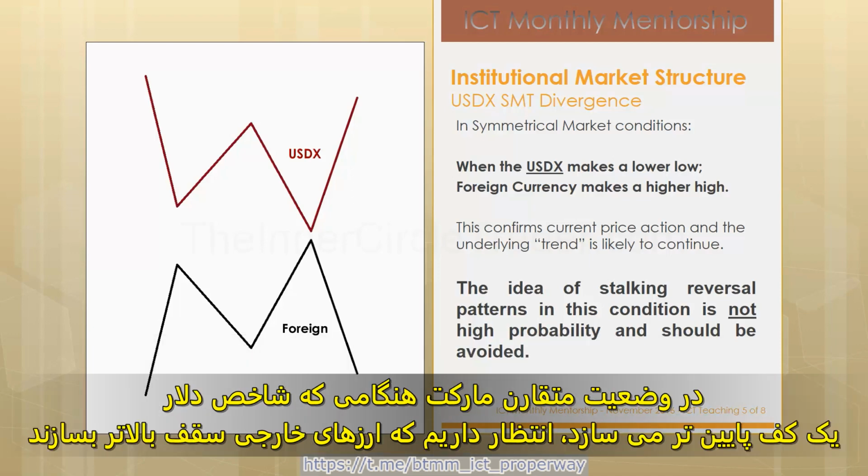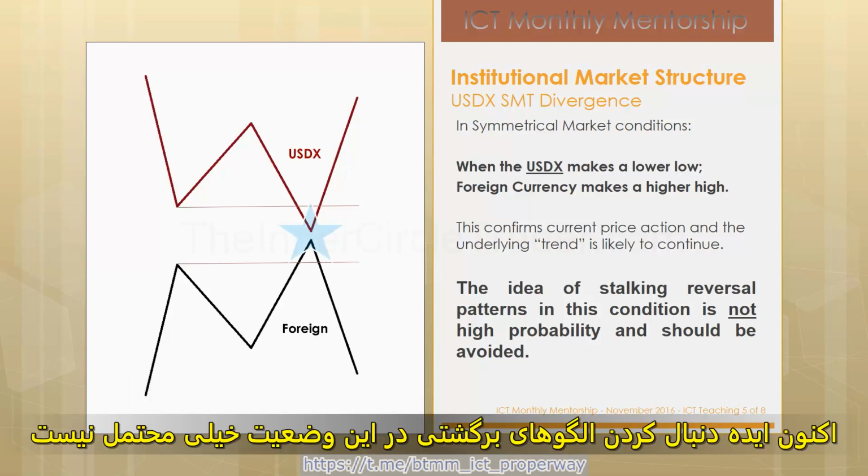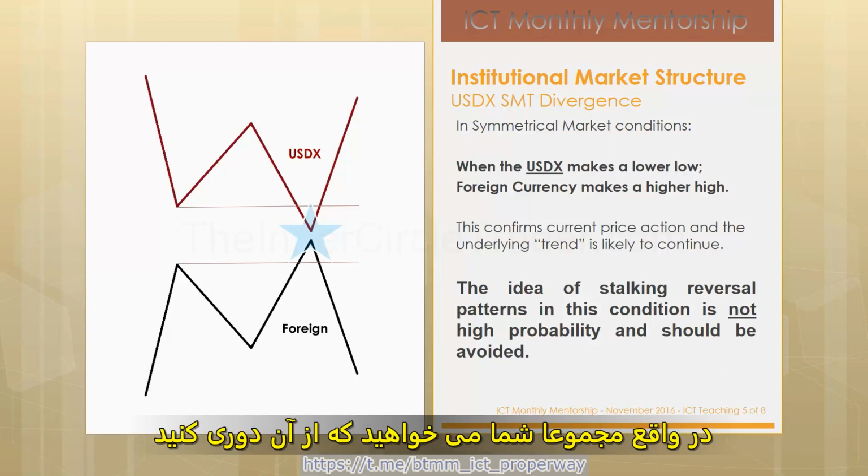In a symmetrical market condition, when the dollar index makes a lower low, for foreign currencies we expect that to make a higher high. When we see this, this confirms current price action, and the underlying trend is likely to continue. Now, the idea of stalking reversal patterns in this condition is not highly probable. In fact, you want to avoid it altogether.